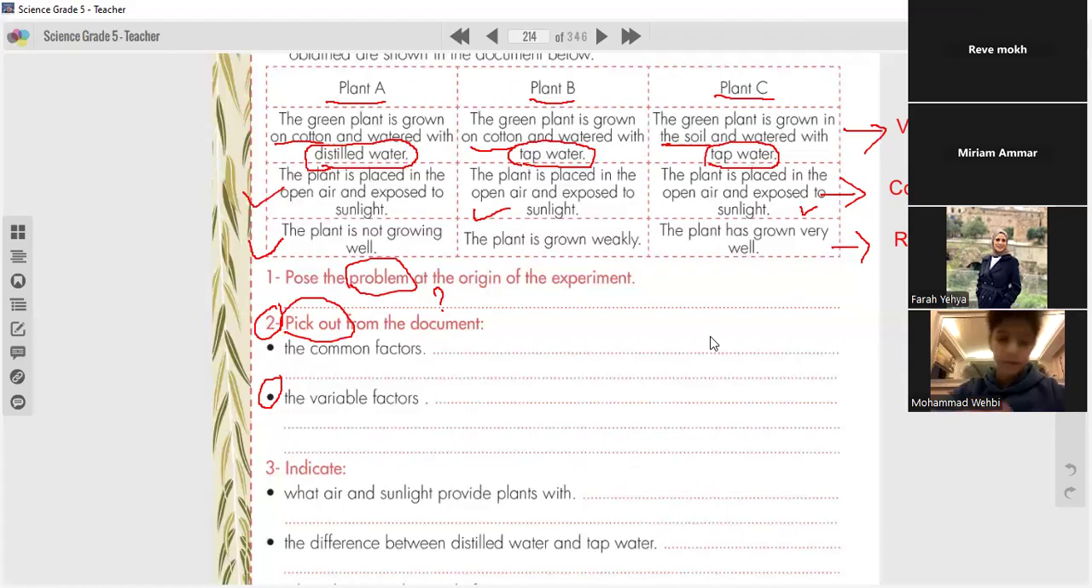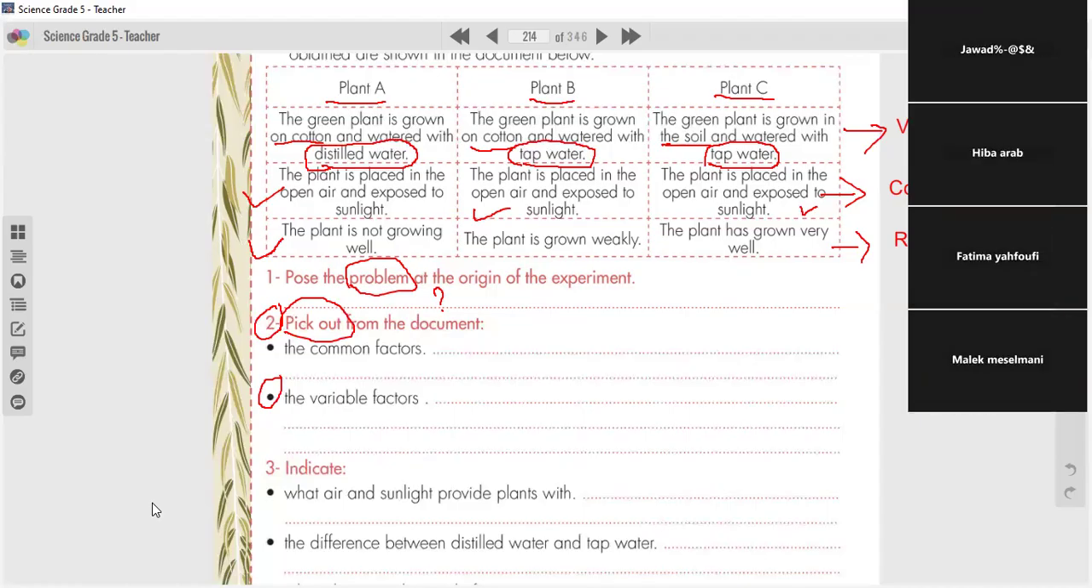What about the second variable factor? Distilled water. Yes, you put distilled water with no mineral salts, while the tap water has them. Okay, thank you Mohammad.